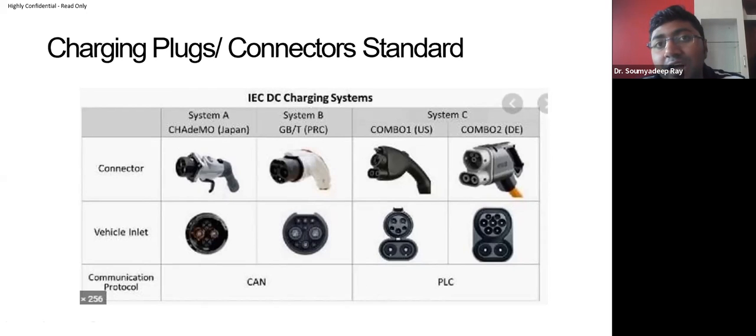Suppose you are charging and you want to pull the plug out of the vehicle, but it cannot happen, for an obvious reason. So safety is properly ensured.